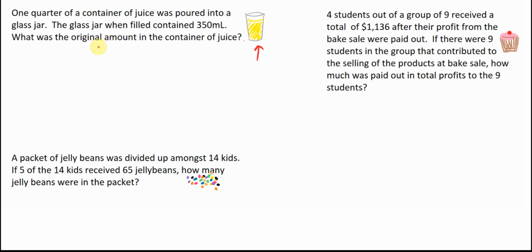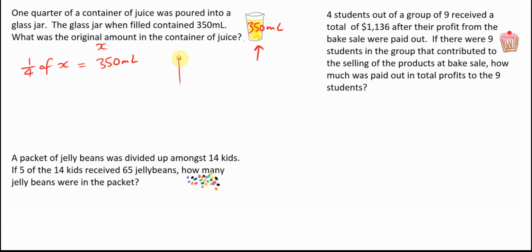So if I call the original amount X, it says here 1/4 of X. X is the original amount. 1/4 of that was poured into this jar. So I know that this glass jar is 350 mils. So 1/4 of X is equal to 350 mils. So what is X?